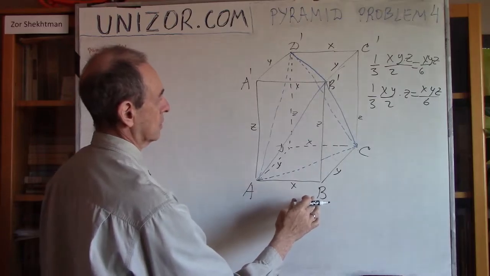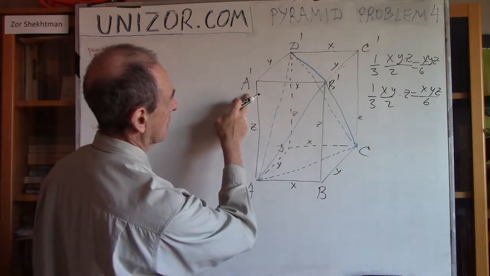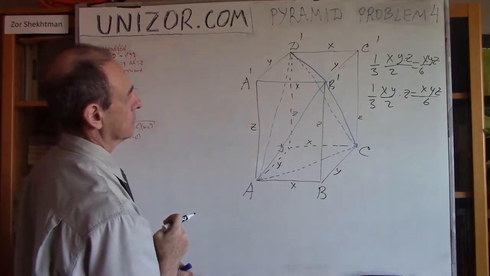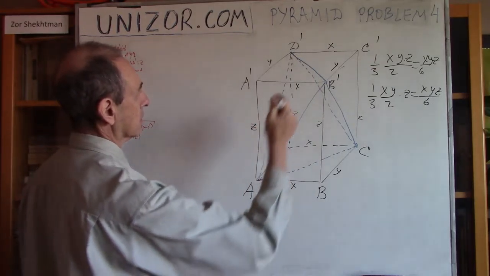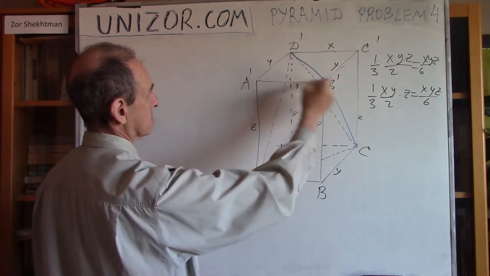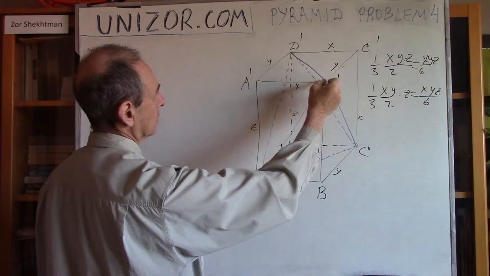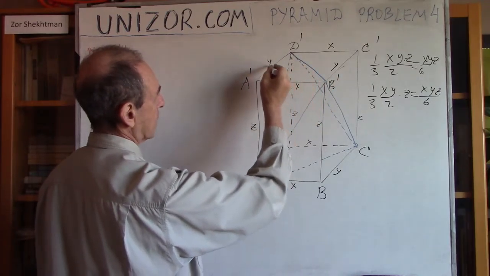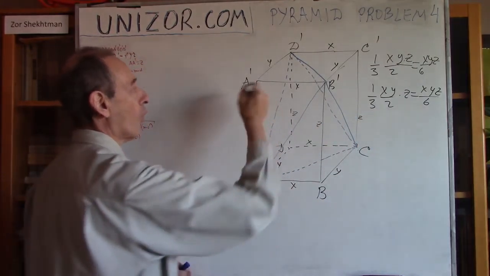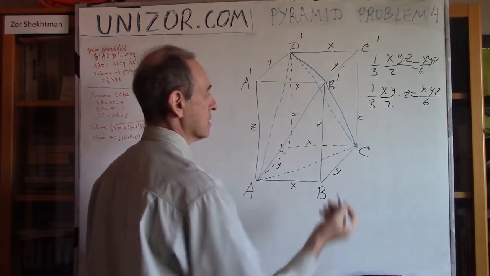So 1, 2. Then this pyramid, which I'm cutting out, A prime is apex, and A, B prime, D prime is the base. Same thing. I can use the A, D prime, B prime as the base, and A prime, A as an apex, as an altitude, and I will have, again, x by y over 2. This is z, and 1/3. It will be exactly the same thing. So all four pyramids which I'm cutting out have this particular volume. So there are four of them.